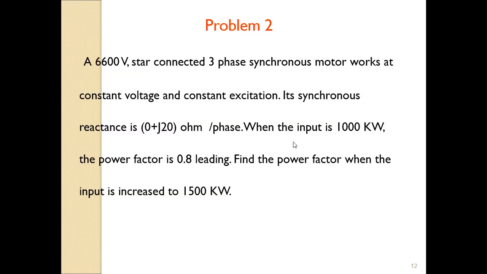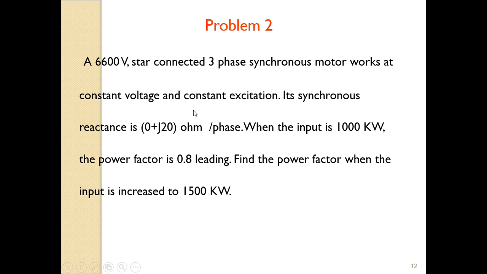So note down the next problem. So what is the next problem? A 6600 volts star connected 3-phase synchronous motor works at constant voltage and constant excitation. So what does constant excitation mean? That means the excitation is not changed. So if you change the excitation, what happens? If the excitation is changed, then the power factor of the synchronous motor changes.